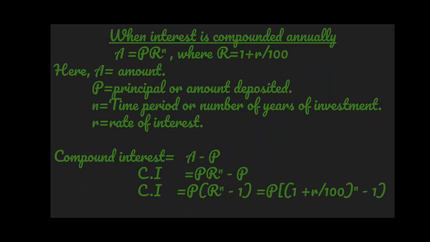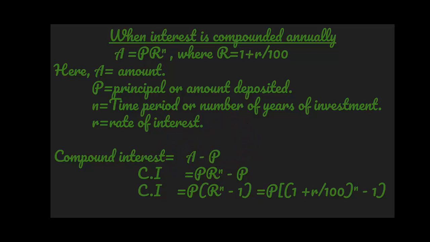Now when the interest is compounded annually, you will use this formula: A is equal to P times R raised to the power n. Now A is the amount that you will receive after the completion of the period, P is the principal, the amount that you have deposited, n is the time period, the number of years of investment, and R is the rate of interest. The compound interest we can calculate by subtracting the principal, the amount that you have deposited, from the amount that you will get.